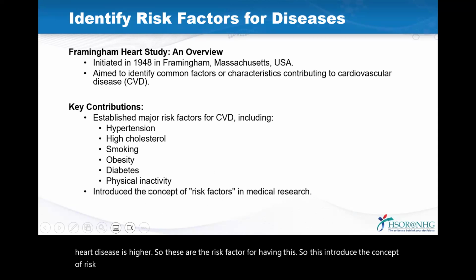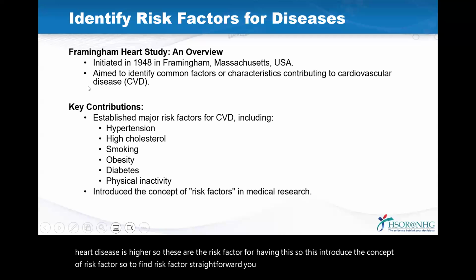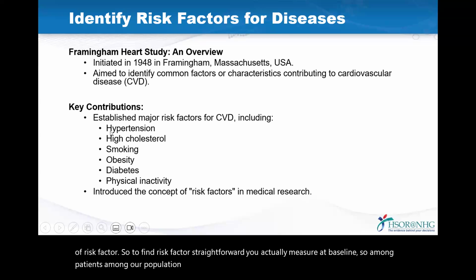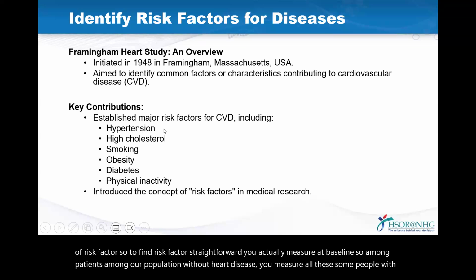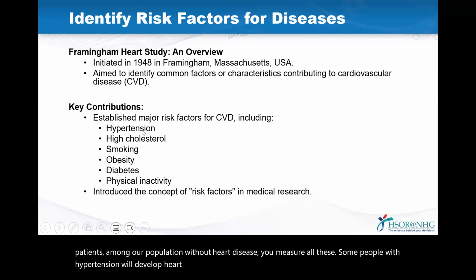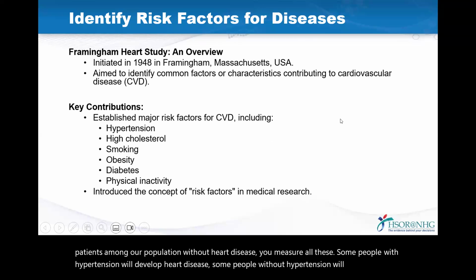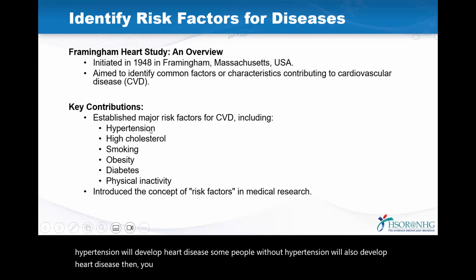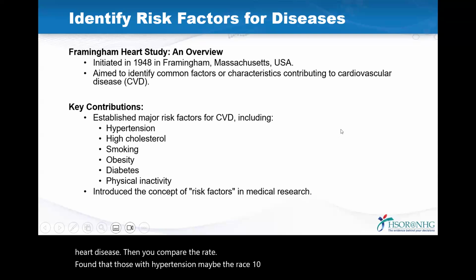To find risk factors, it's straightforward: you measure at baseline. Among a population without heart disease, you measure all these. Some people with hypertension will develop heart disease. Some people without hypertension will also develop heart disease. Then you compare the rate. They found that for those with hypertension, maybe the rate is 10%. For those without hypertension, the rate is 5%.